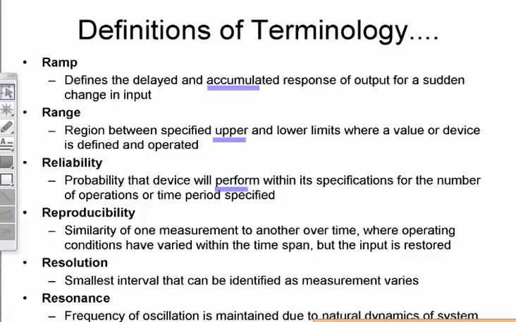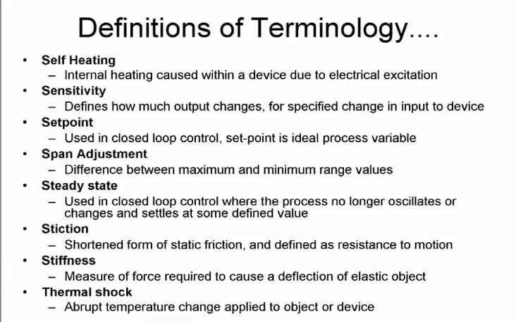similarity of one measurement to another over time, where your operating conditions have varied within the time span, but the input is restored. Resolution, that's the smallest interval that can be identified as a measurement varies. Resonance, that is the frequency of the oscillation, and that's maintained due to natural dynamics of the system. Self-heating, that's the internal heating caused by a device due to electrical excitation.